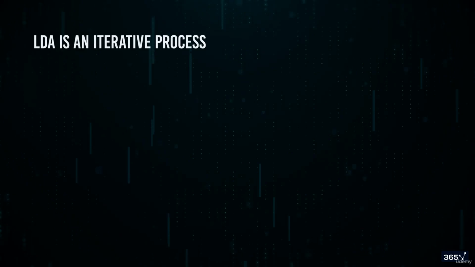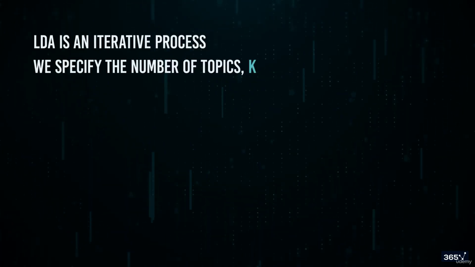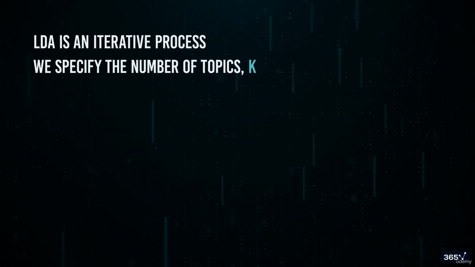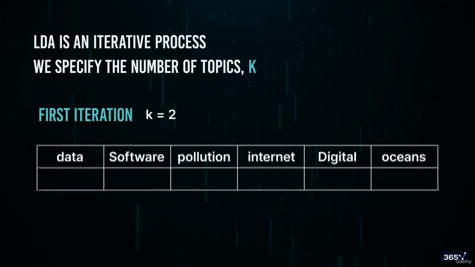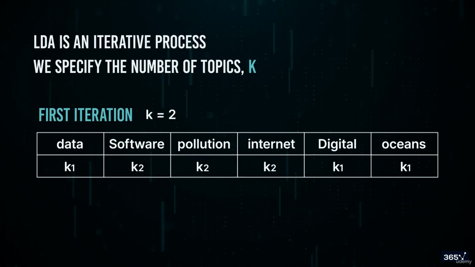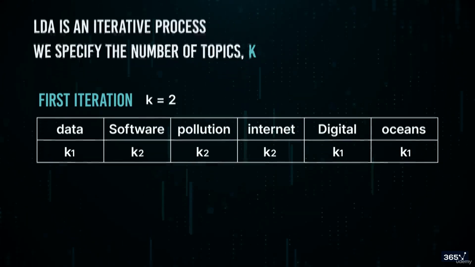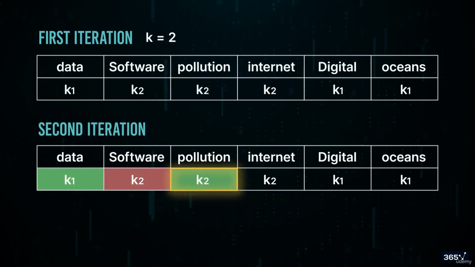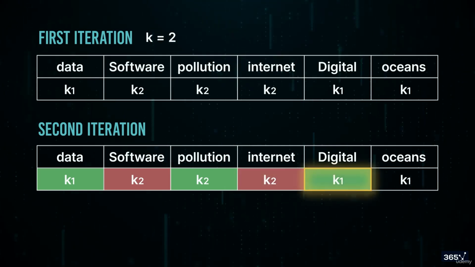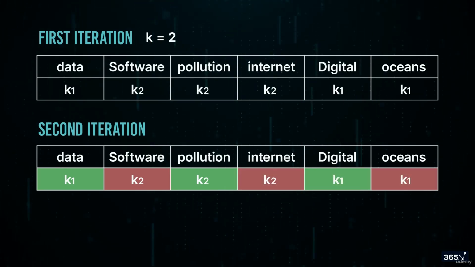LDA then works as an iterative process, where we first specify the number of topics that we want as k. The first iteration of the algorithm is where words in the document are randomly assigned to one of the k topics. We then move to the second iteration, where we go through each individual word in the document. We assume that all of the words are correctly assigned to a topic, and we try to correct the topic assignment of the word we're currently looking at.